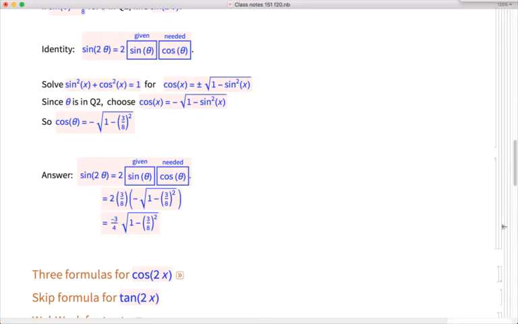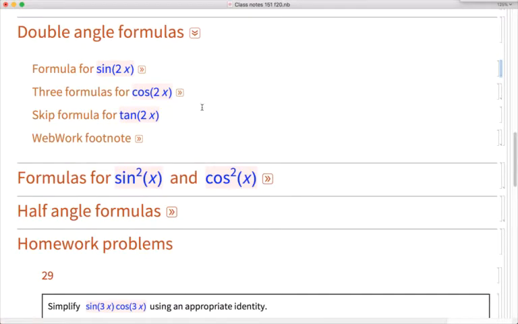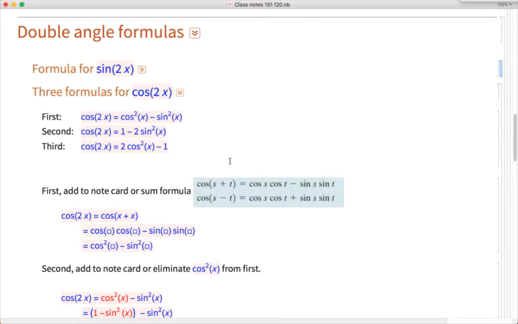Okay, so that's the formula for sine of 2x. Here are, in fact, 3 formulas for the cosine of 2x. Like, oh, what a nuisance, I have 3. Well, they're going to be on your note card, and it's actually nice to have all 3. You'll see that sometimes one is much easier to use than the others.